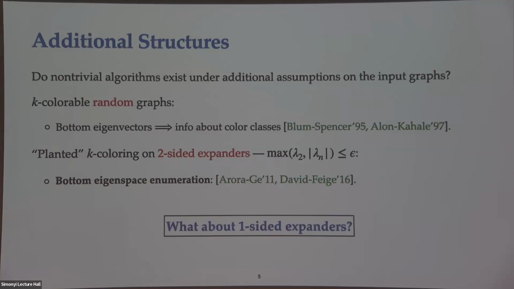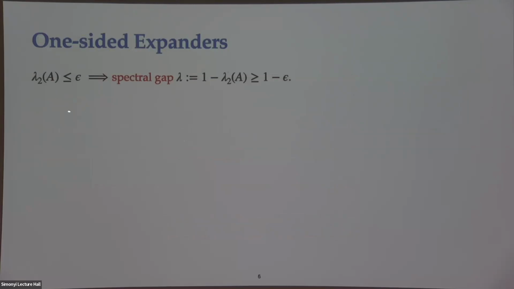Okay, so I guess the natural question here is what about one-sided expanders? One-sided expander just means that we only have guarantees on the second eigenvalue of the adjacency matrix, which is equivalently the spectral gap, lambda, defined as 1 minus the second eigenvalue, is at least 1 minus epsilon. So from now on, I'm going to use lambda to denote the spectral gap instead of the eigenvalues of the adjacency matrix. Sorry for the confusion, if there's any. Okay.